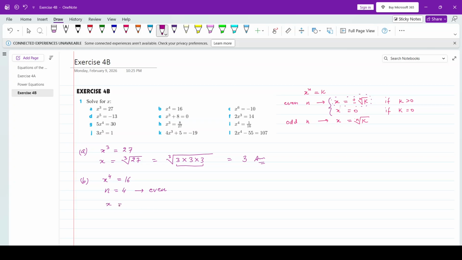Therefore x is going to be positive or negative nth root. Now the value of n is 4, so that means it is going to be the fourth root of k, that is 16. Now plus minus fourth root of 16 can be written as 2 raised to the power 4. Now we can cancel this fourth root with this power 4 and simply write the answer as plus minus 2.